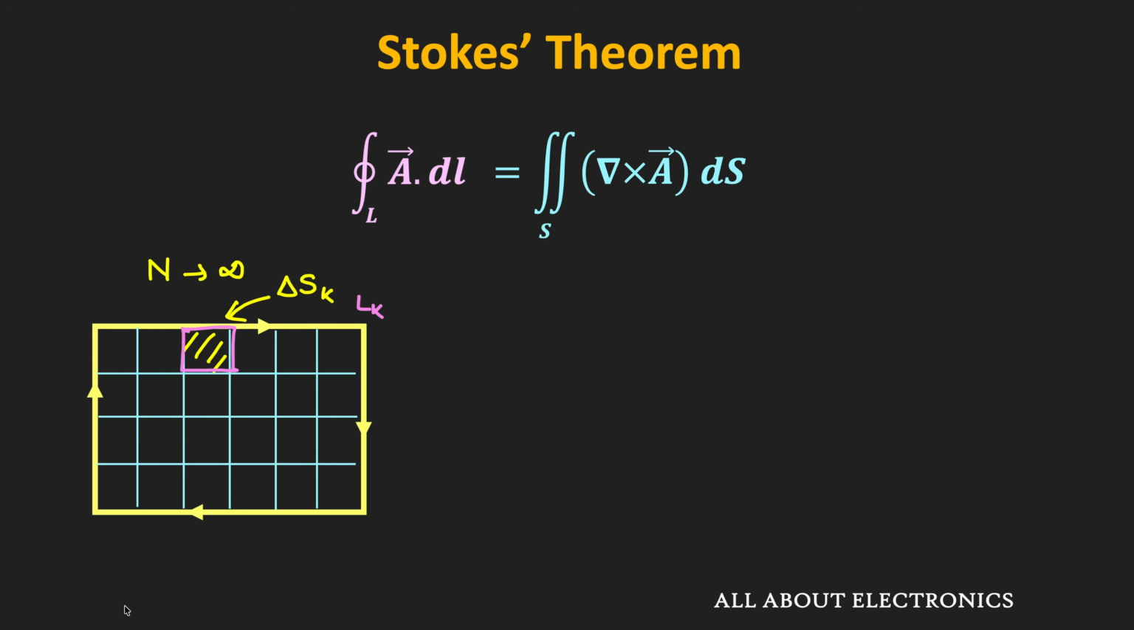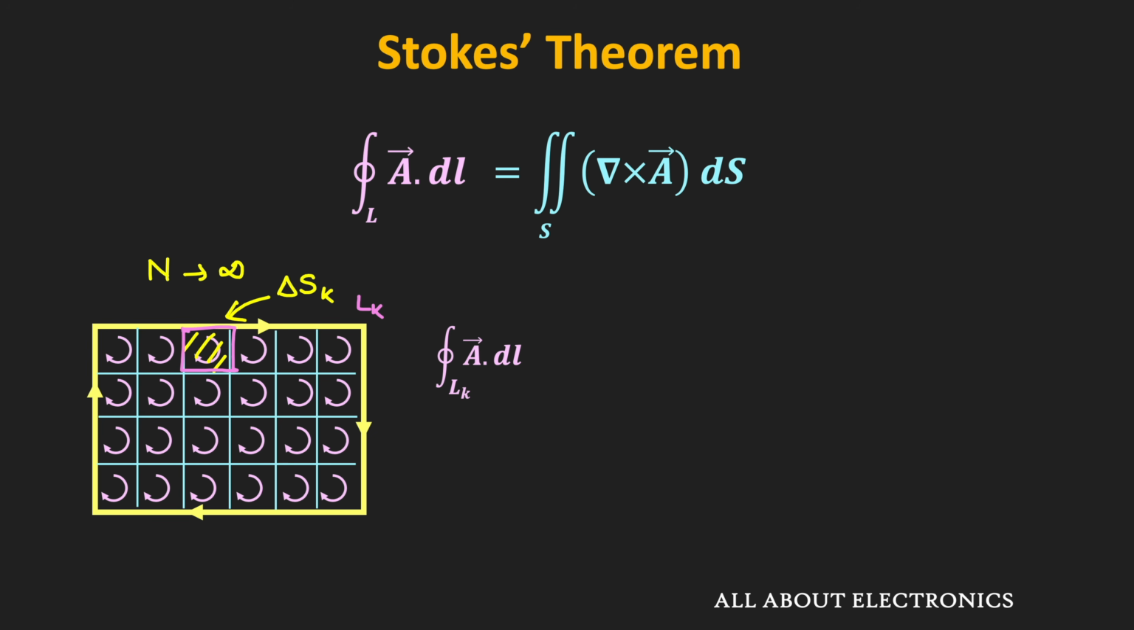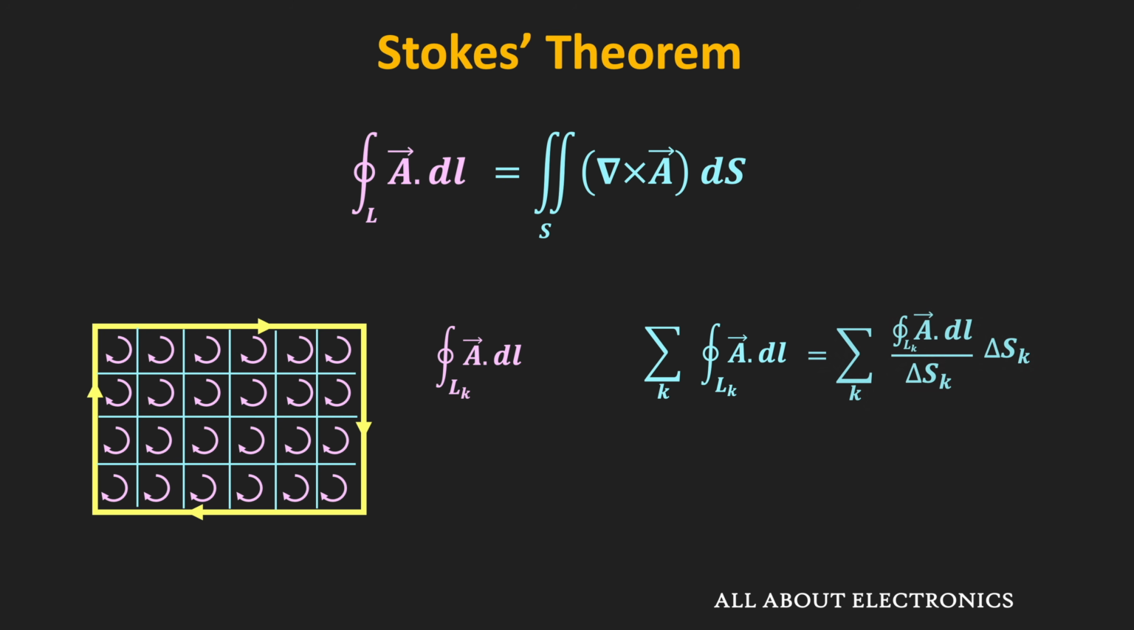For each individual cell we can say that the closed loop integral, or the circulation, is equal to the integration of A dot dl, taken over the specific closed loop Lk. If we perform the summation over each cell, then we will get the overall circulation for the given surface S. Now in this expression, if we multiply and divide by delta Sk, the equation will remain the same, right?